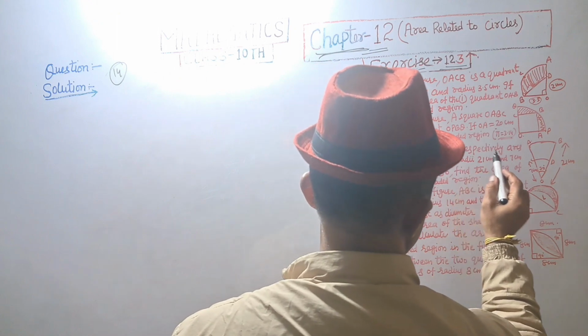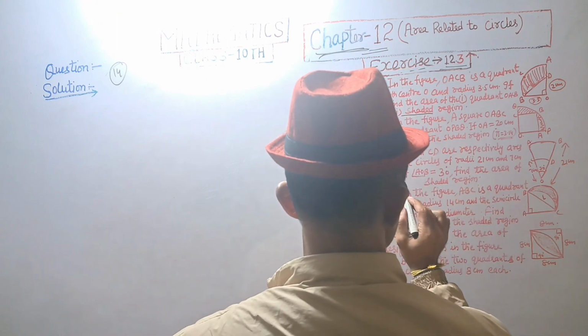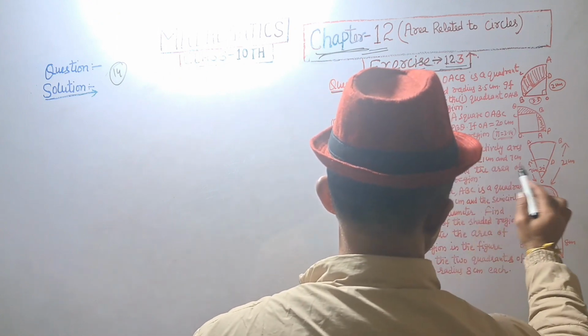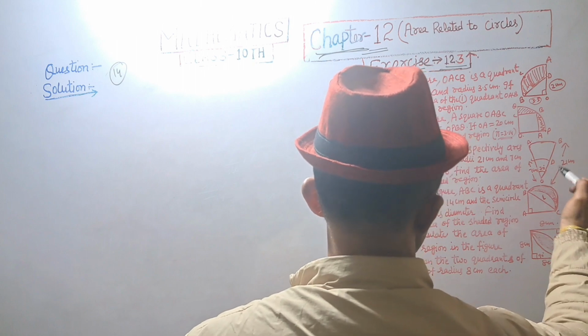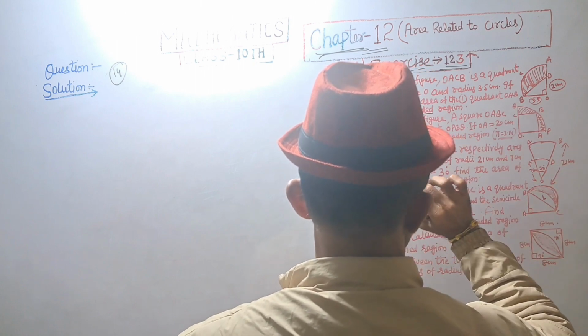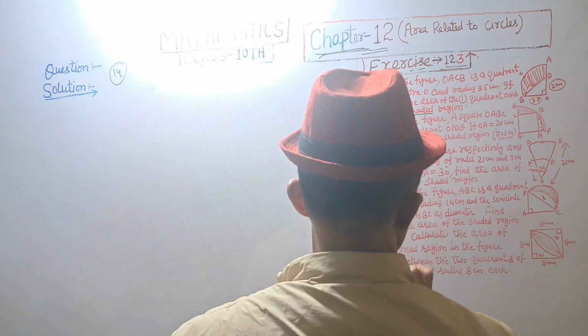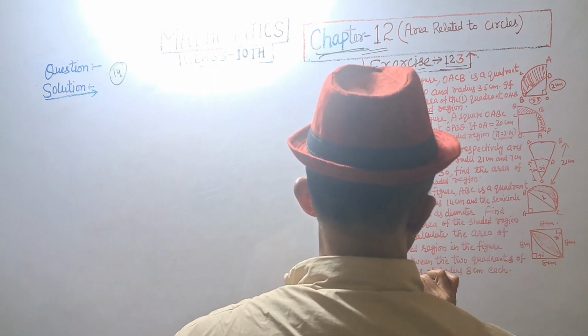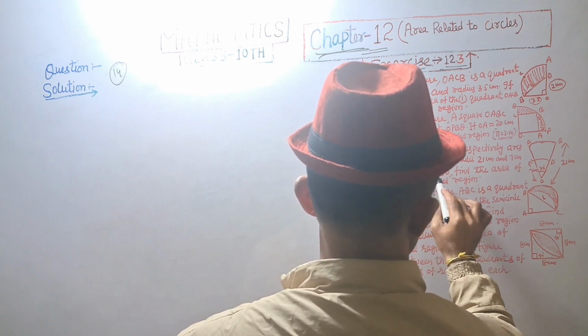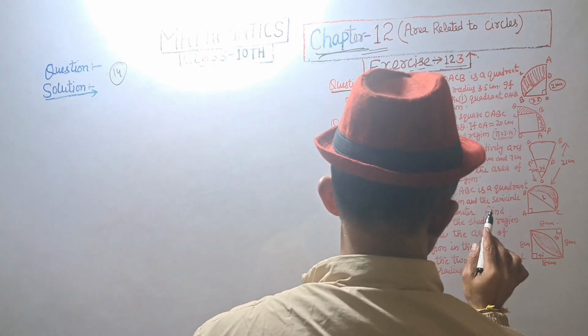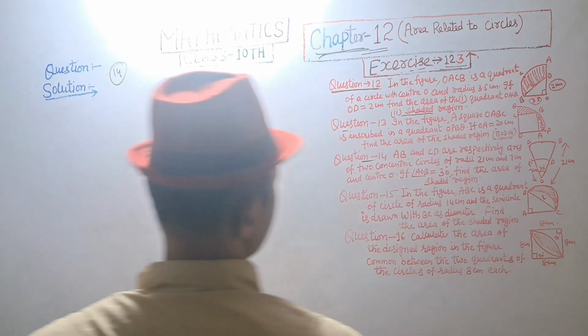Question number 14. AB and CD are respectively arcs of two concentric circles of radii 21 centimeter and 7 centimeter and center O. If angle AOB is 30 degree, find the area of the shaded region.